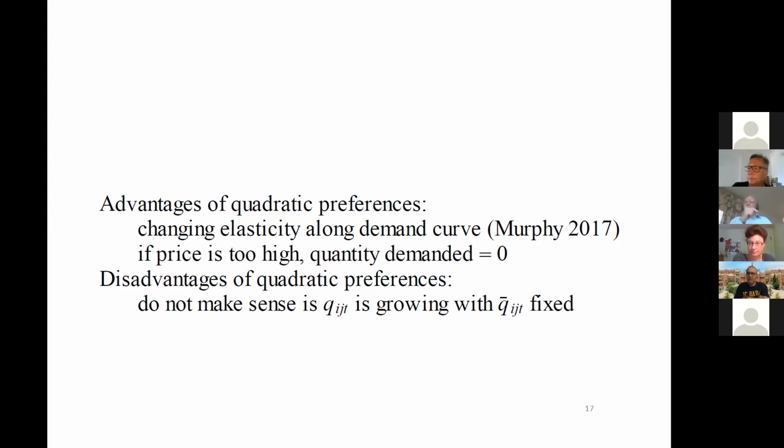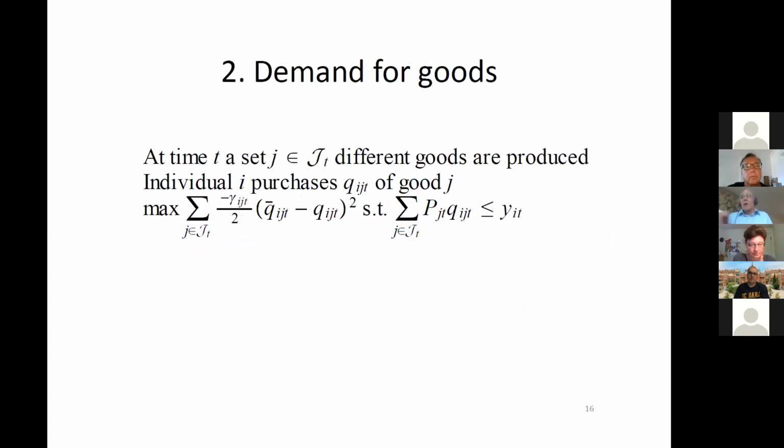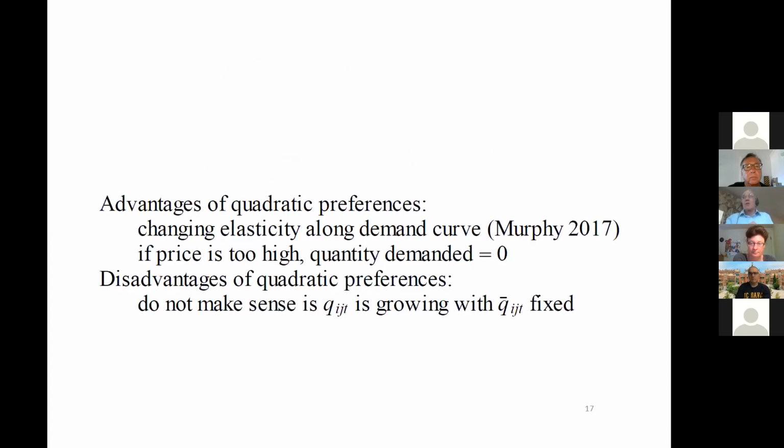With those usual preferences, when the quantity goes towards zero, people are willing to pay an infinite price. So I really like quadratic preferences. There's a disadvantage in that it doesn't make sense, if q_ijt is growing over time, and it is, it's going to be a growing economy, to say Q bar, this bliss point, is fixed.